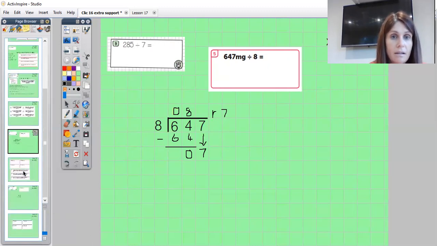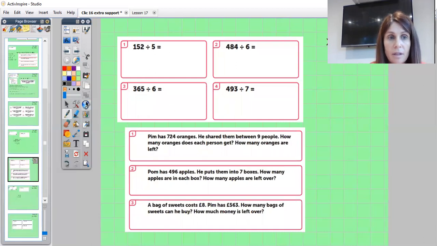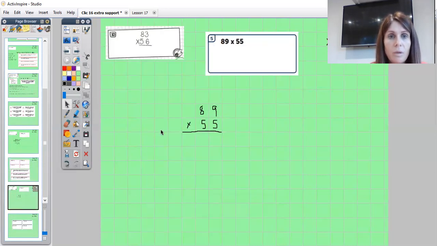Right, okay, so these are your questions. I've given you some that are simple calculations and then some that are worded problems. So if you find those trickier, I recommend you have a go at both the calculations and the worded problems, just to really get your brain around those. And then the final one, 83 multiplied by 56. I know that a couple of people struggled with that last time. So that's your Clic question.